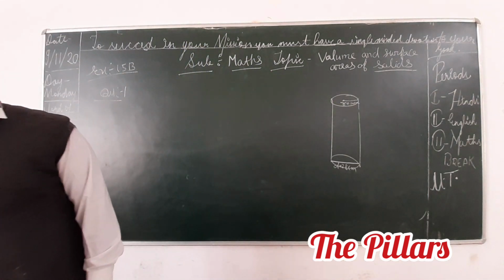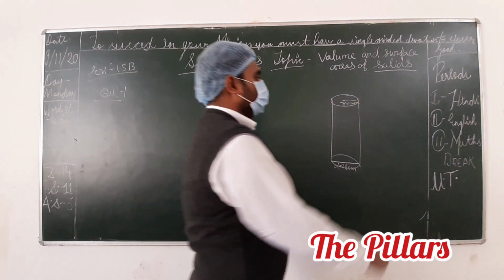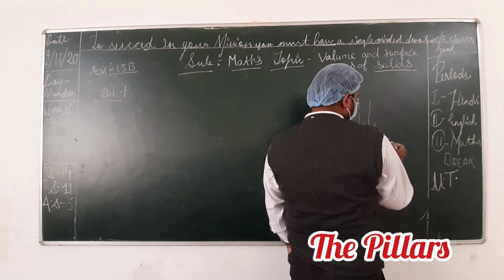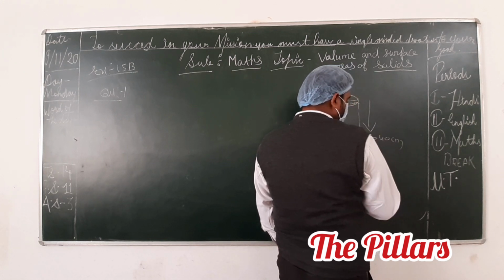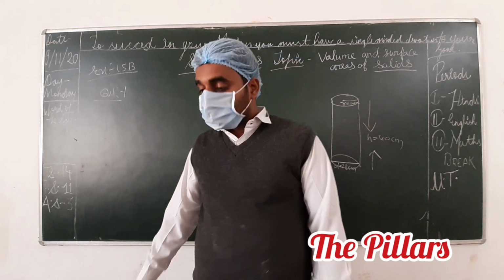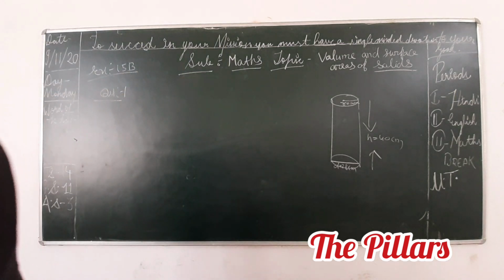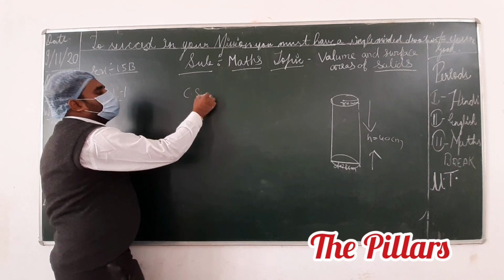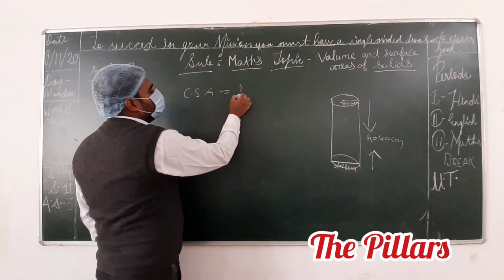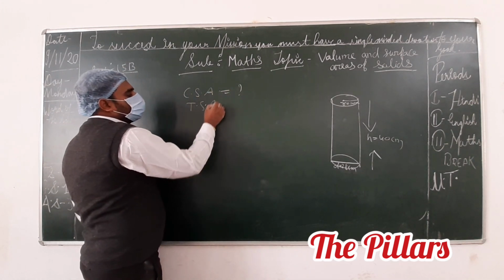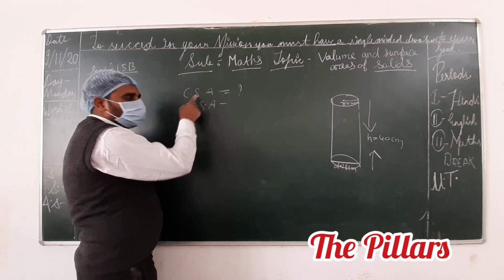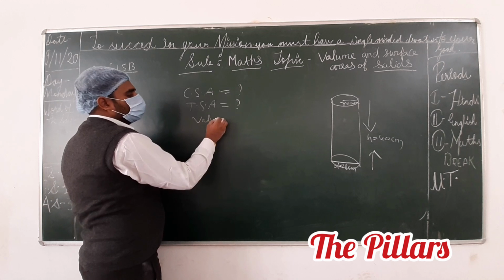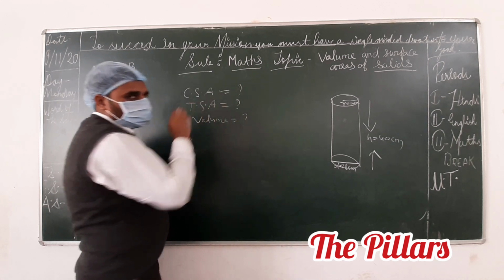After that, the height is 40 centimeter, given. Value of H is 40 centimeter. You see that the question has asked to find the CSA, find the TSA, total surface area. CSA means curved surface area. TSA means total surface area, and volume. Now we have to start solving our questions.